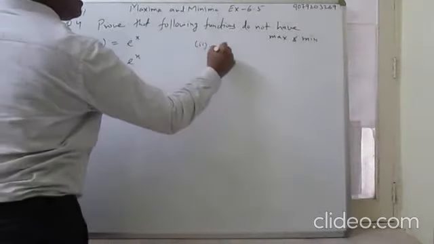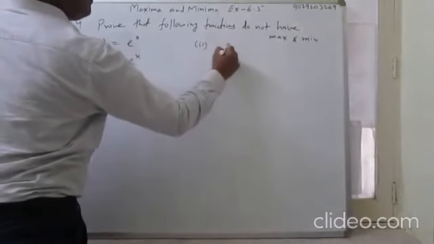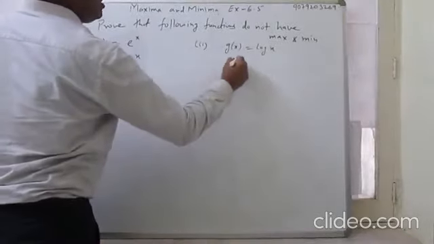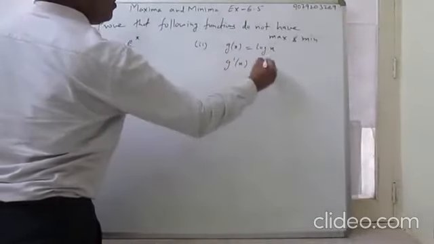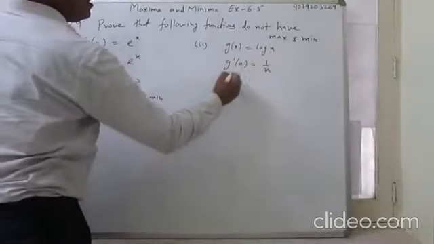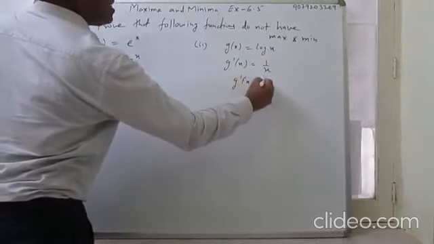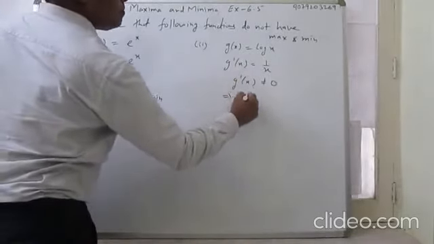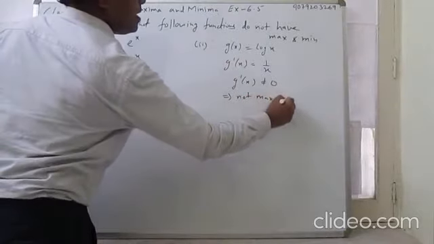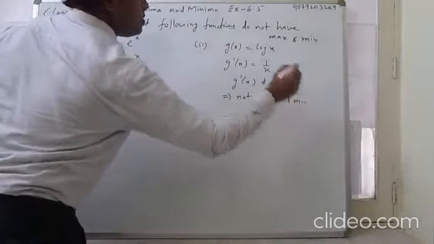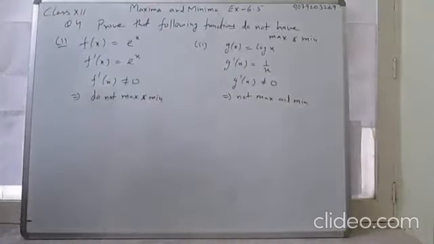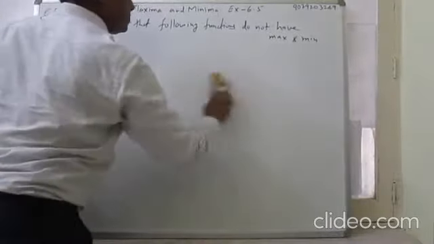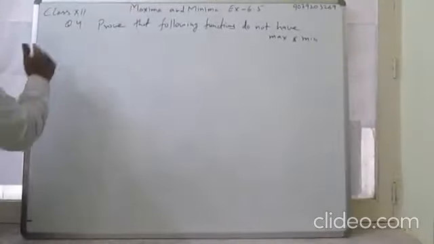Second part, gx is given to you log x. So g dash x is equal to 1 upon x. This also implies g dash x not defined, not equals to 0. So not maxima and minima. Now I will take third part.